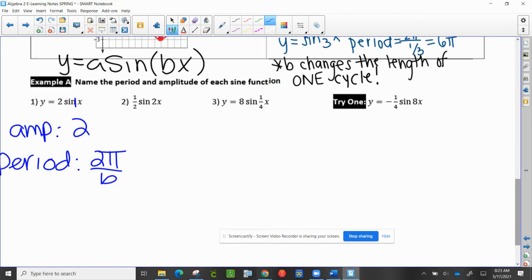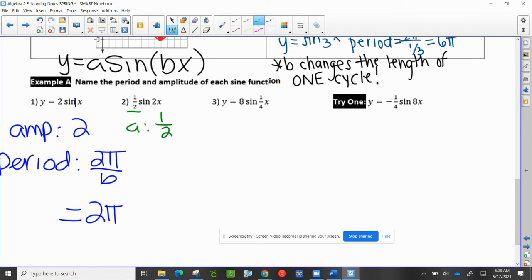So 2 pi over 1 would just keep it to be 2 pi. Okay, actually, I don't want to go too far into the next problem, but there you go. So there's your amplitude and your period, 2 and 2 pi. Okay, on number 2, our amplitude is always just the number in front, so our amplitude here is just 1/2.